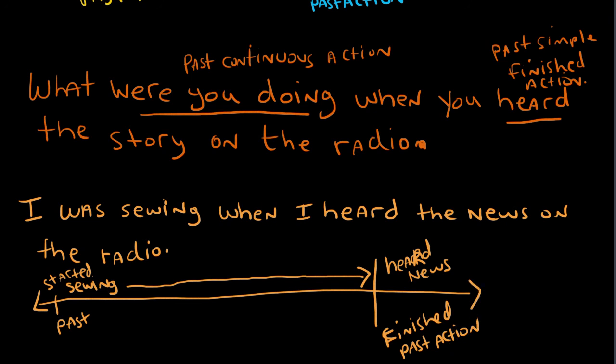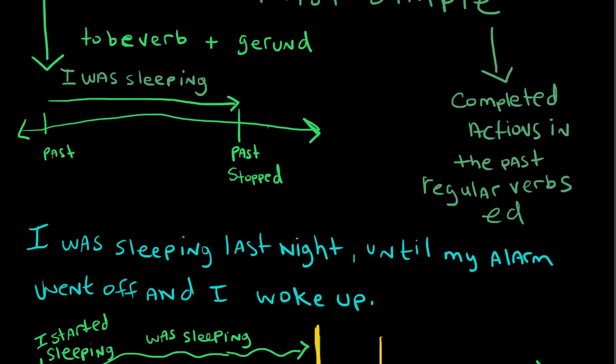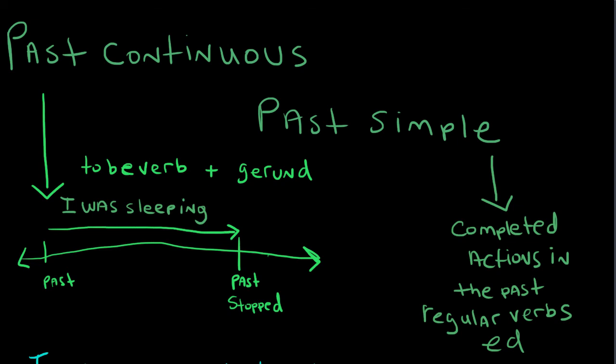I hope this video has helped you to understand how we use the past continuous to talk about past continuous events and the past simple to talk about completed actions.